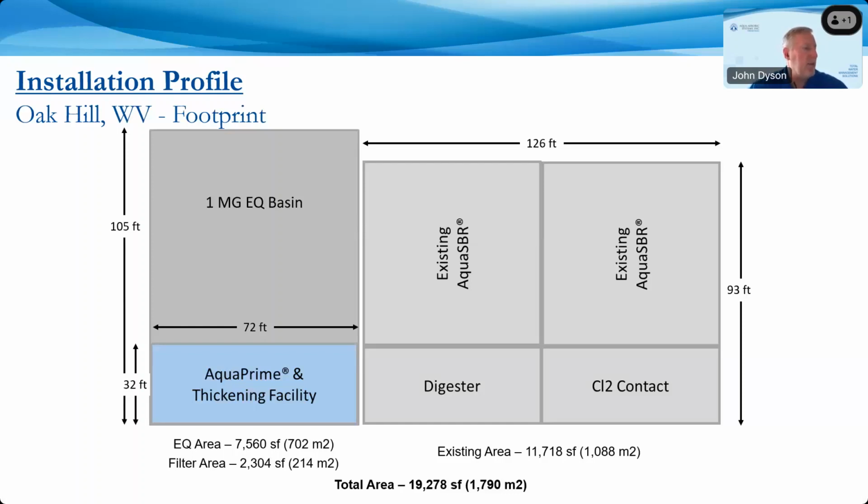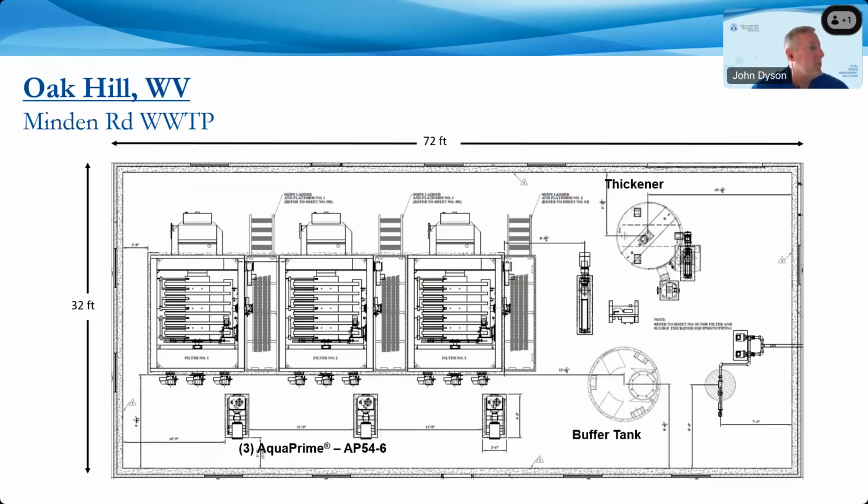But because of the small footprint of the AquaPrime technology, we're able to put that facility on top of that storage basin, and that includes the AquaPrime units, 2 duty, 1 standby, along with the thickening equipment. So able to achieve it in a much smaller footprint. This is what it looks like inside. The 3 units here. You can see the backwash pumps. The buffer tank is where the backwash and settled solids waste go. That is then transferred to the mechanical thickener where the solids are thickened up.